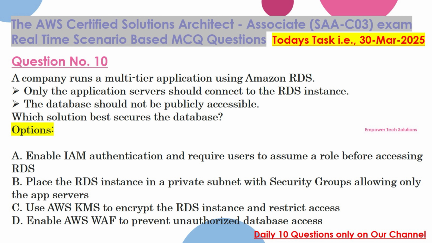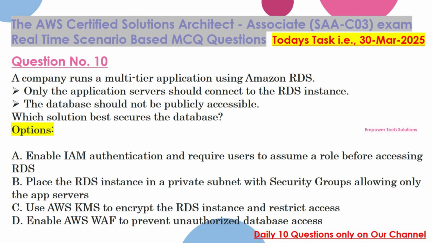Question 10. A company runs a multi-tier application using Amazon RDS. Only the application servers should connect to the RDS instance. The database should not be publicly accessible. Which solution best secures the database?